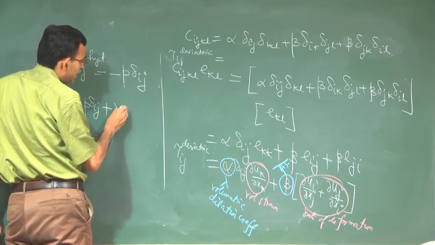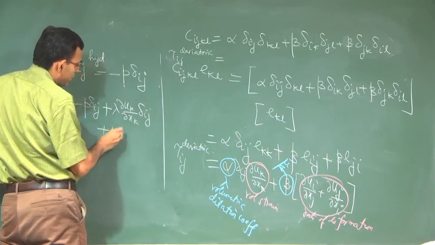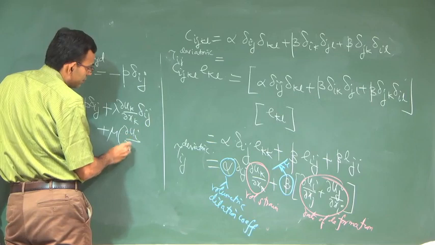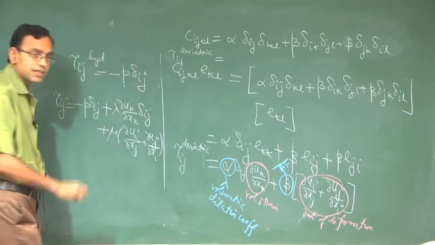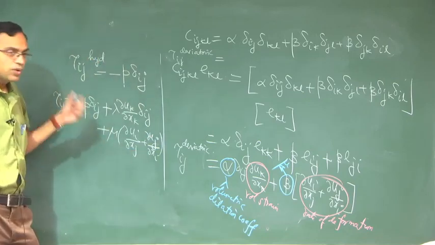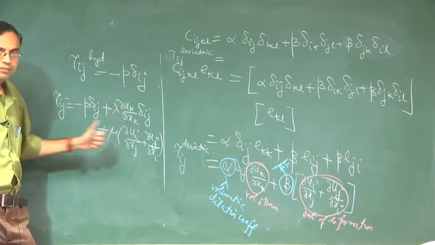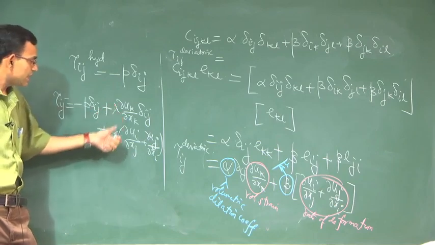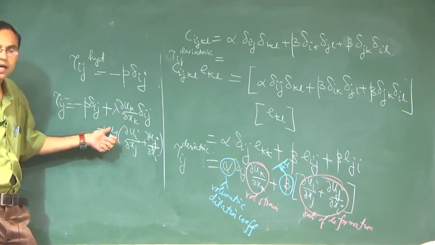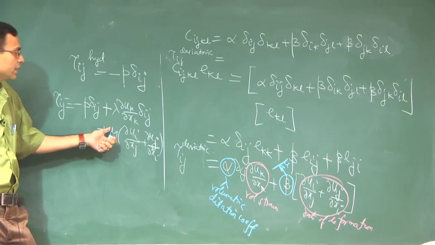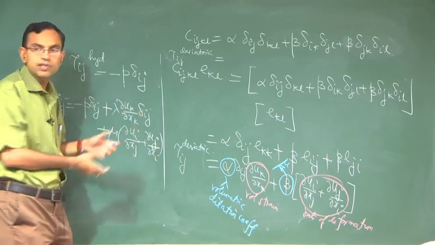So, to sum it up, we can say that tau ij is equal to minus P delta ij plus lambda del uk del xk delta ij plus mu into del ui del xj plus del uj del xi. What are the assumptions? Homogeneous and isotropic fluid, where these lambda and mu are constants, these are not functions of position. If these are functions of position, it will become inhomogeneous. It can still remain isotropic, but it will remain inhomogeneous. So, this is the formal way of writing Newton's law of viscosity.